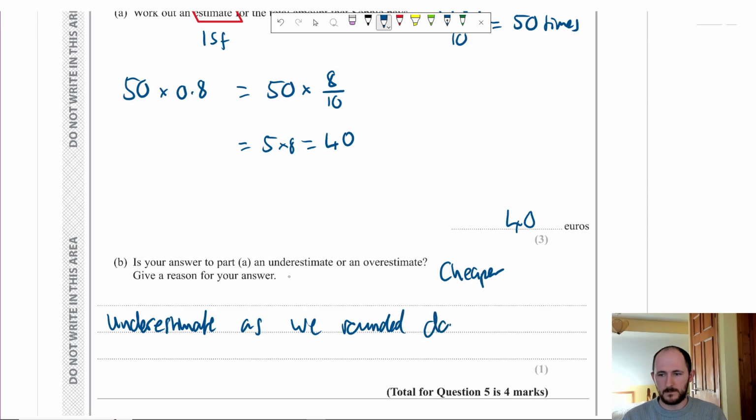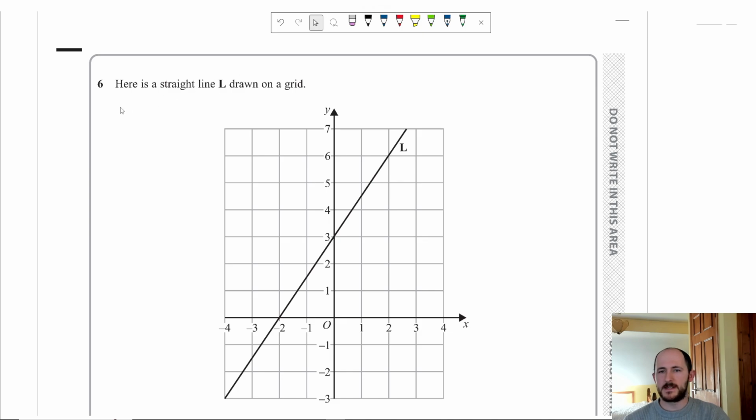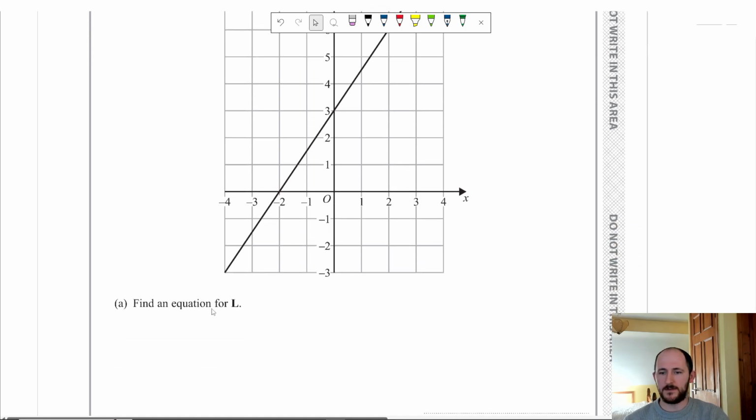And that's it for question number 5. For number 6, we have a straight line drawn on a grid and we have to find an equation for the line. So remember, equation of any line is y equals mx plus c. And so the two things we need to find out are c and m. Now m is the gradient, it's how steep the graph is, and c is the y-intercept, so where it intersects the y-axis. So I can see just from looking at the graph that c is going to equal 3 because it intersects the axis at 3.